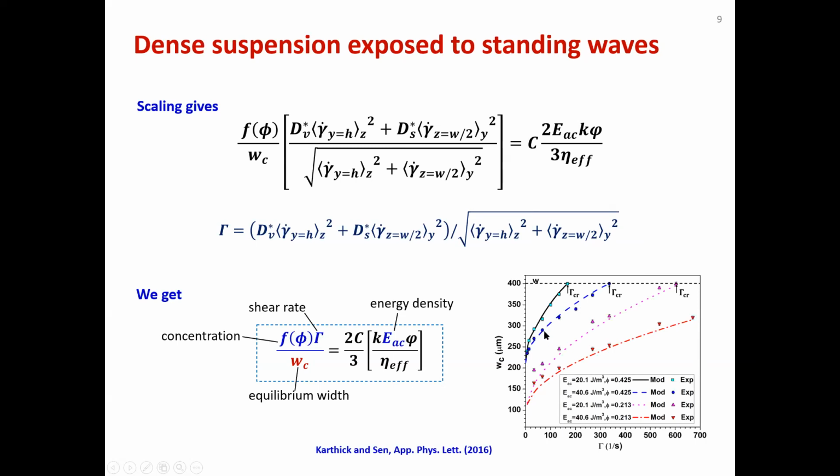And you can see that for a fixed energy density and concentration, there is a shear rate, that means there is a flow rate if you want to achieve high throughput, at which you won't be able to focus the dense suspension at all. And you will also see that at a fixed shear rate, the focusing would be more and more difficult if the energy density is lower or the concentration is higher.